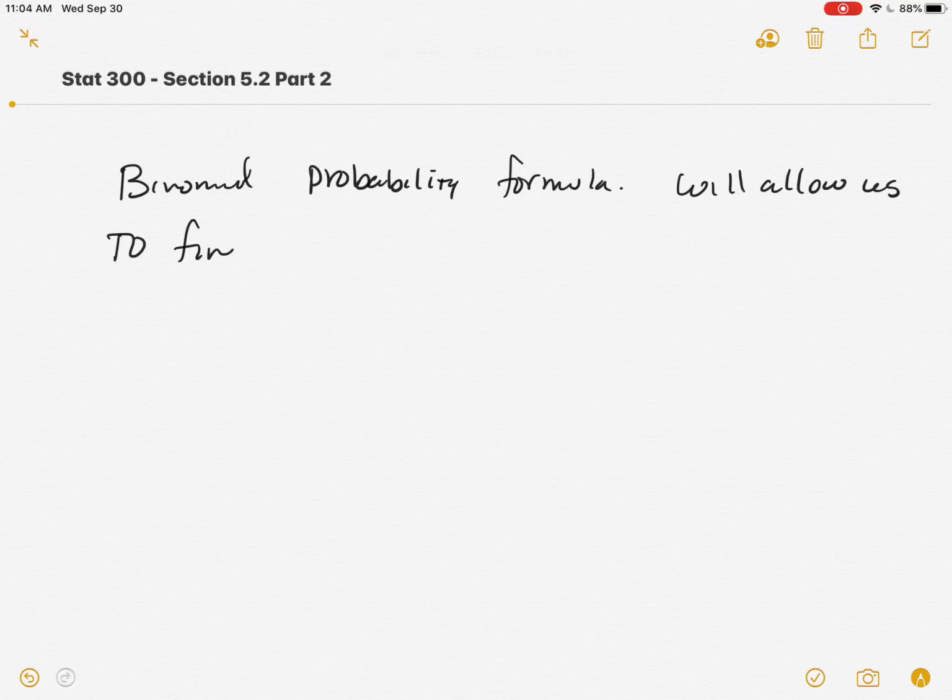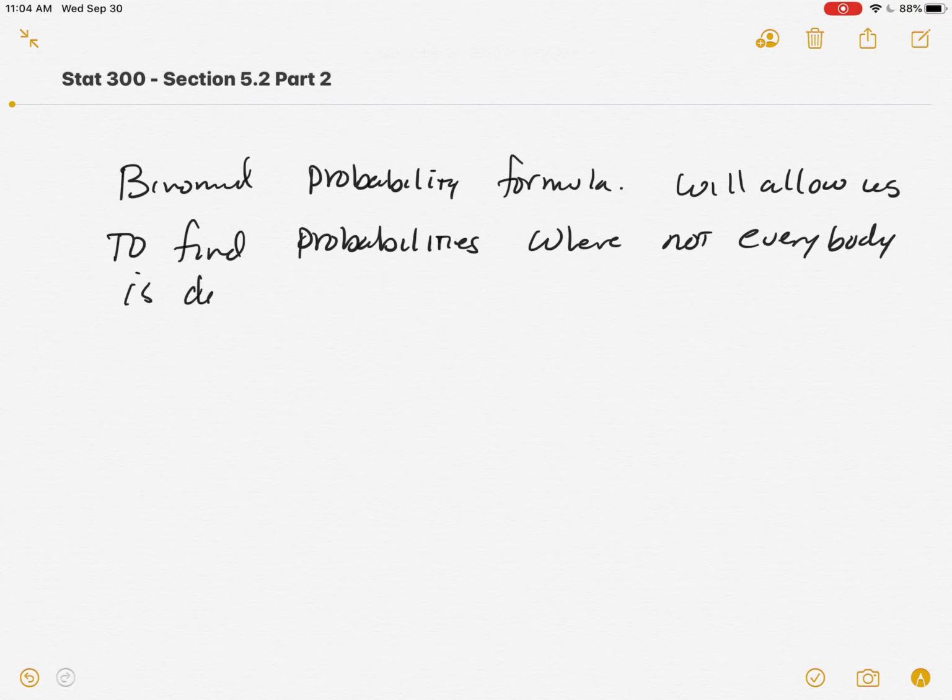So the binomial probability formula will allow us to find probabilities where not everybody is doing the same thing. We have not been able to do this unless we could see the entire sample space, like back in 4.1.